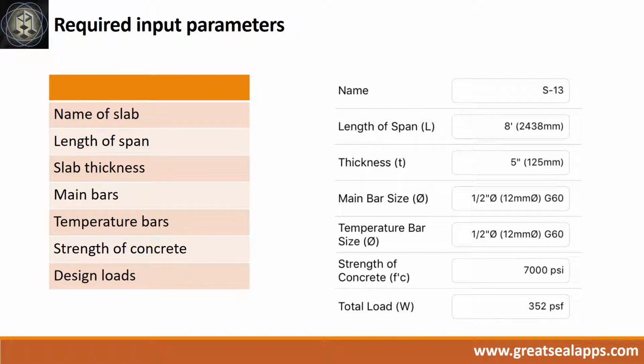Enumerate input parameters required. Name of slab S13. Length of span 8 feet. Slab thickness 5 inches. Main and temperature bars half-inch diameter at grade 60. Strength of concrete 7,000 psi and total load is 352 psf.